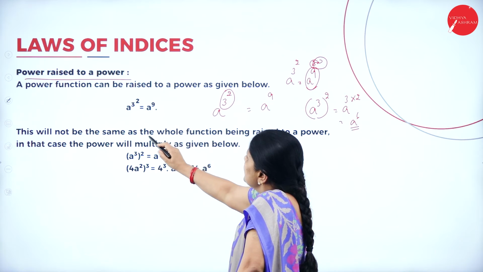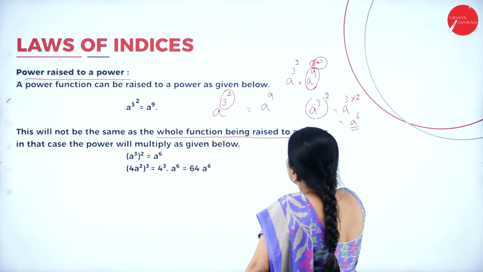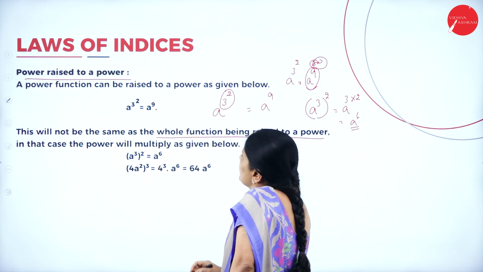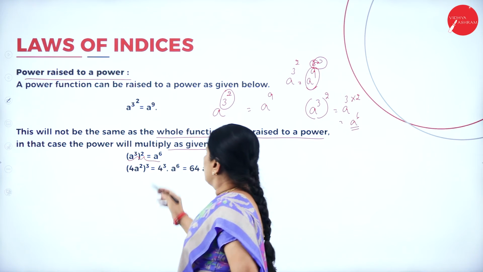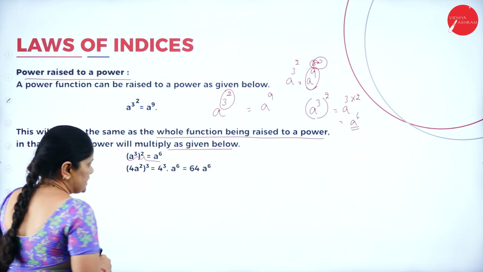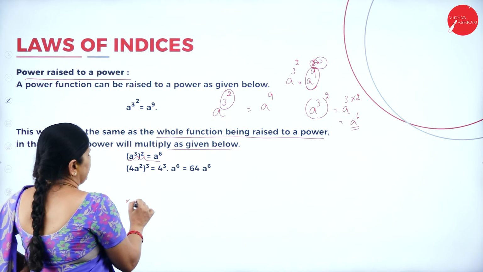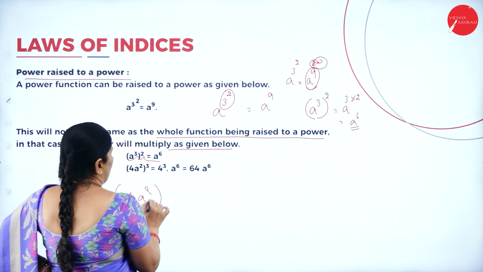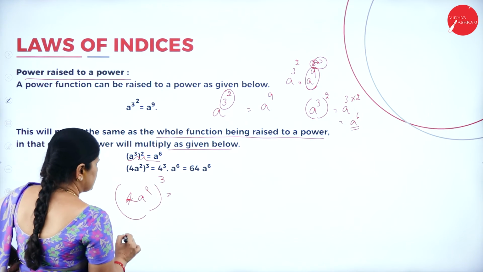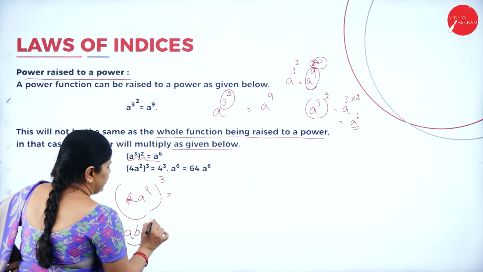Now, this will not be the same as the whole function being raised to a power. The power will multiply as given below. A cube, the whole square, will be a to the power 6. Now, 4a square whole to the power 3. Now, this is a to the power m.